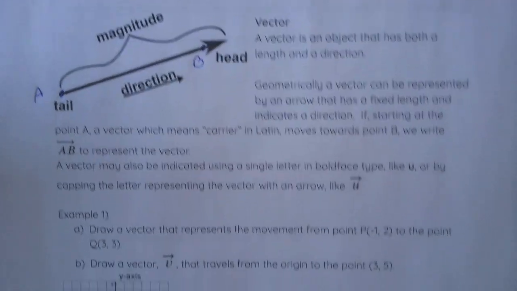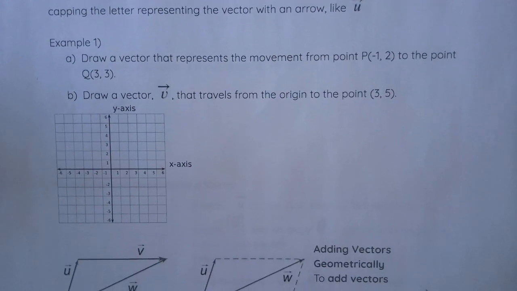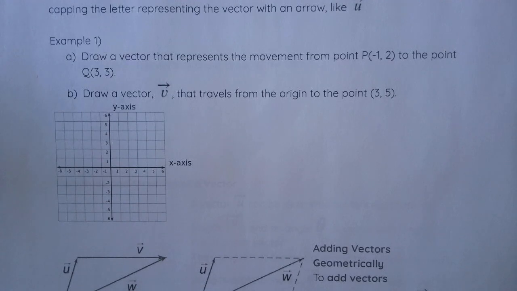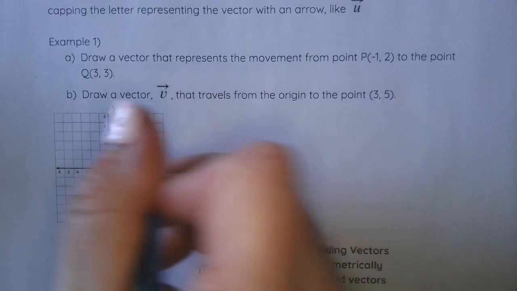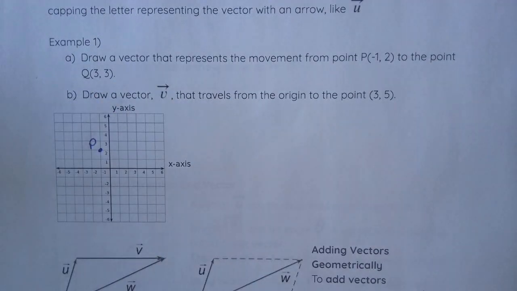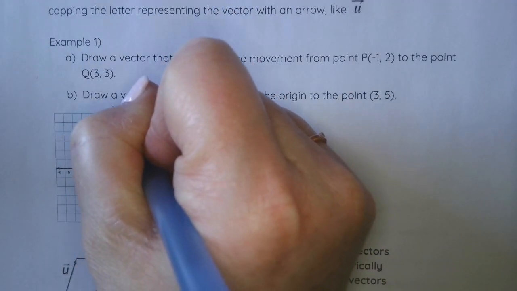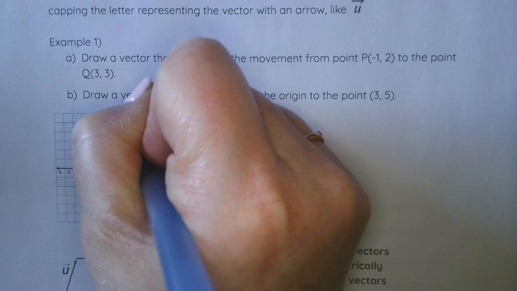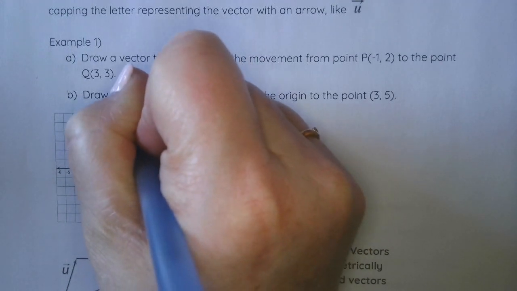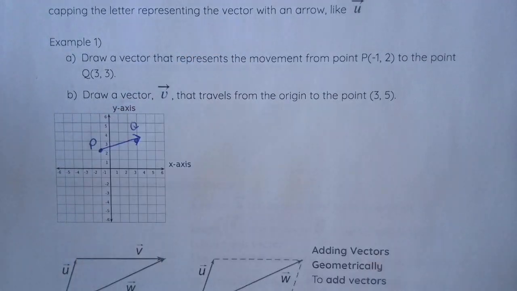Draw a vector that represents the movement from point P, -1, 2, to the point Q. So if I'm starting at point P, which is -1, 2, I'll start by drawing here. And Q is heading towards 3, 3, which is here. Drawing my arrow this direction, the following from point P to point Q.